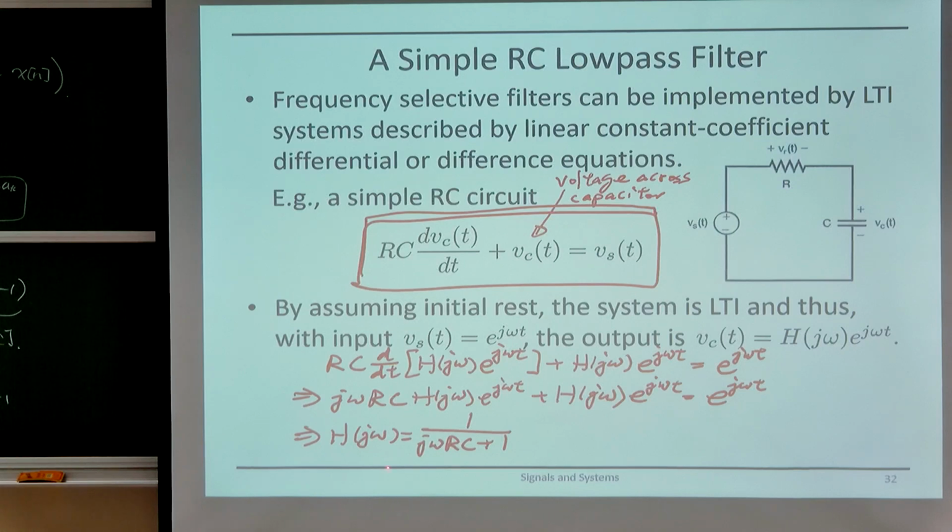Now, we're often more used to writing the imaginary term in the numerator. So I can do that by multiplying both the numerator and denominator by 1 minus j omega RC. And that will give me 1 minus j omega RC over 1 plus omega square R square C square.